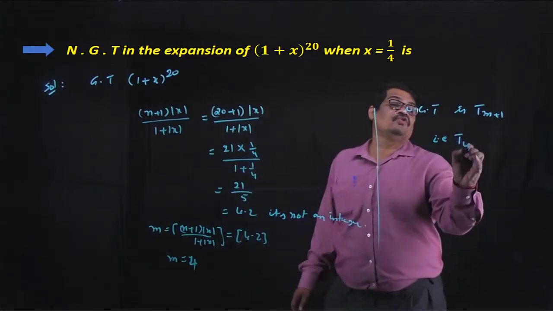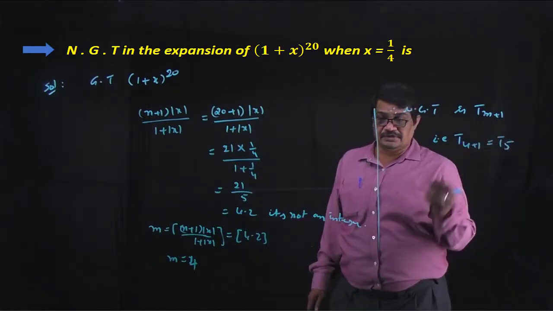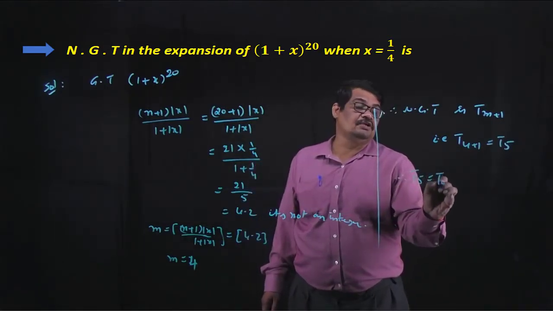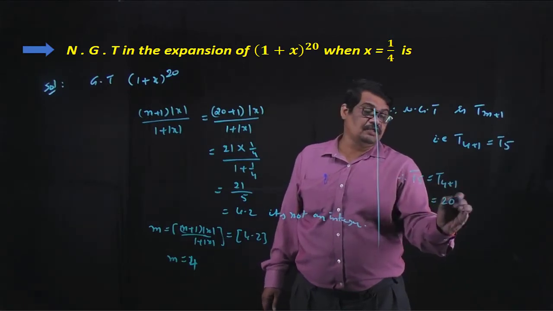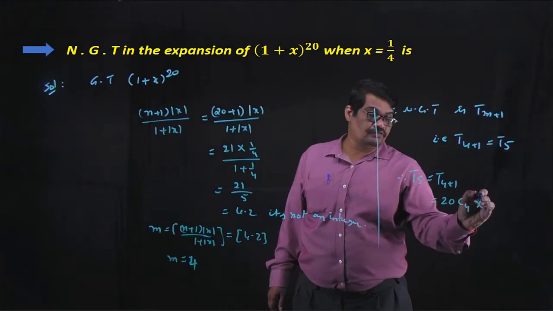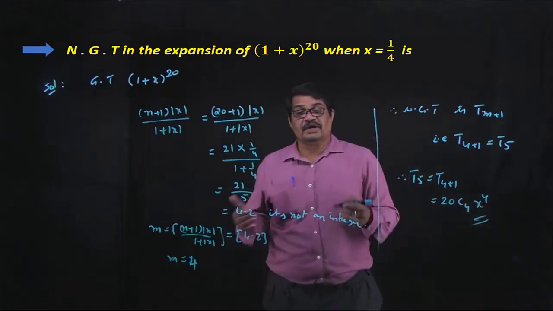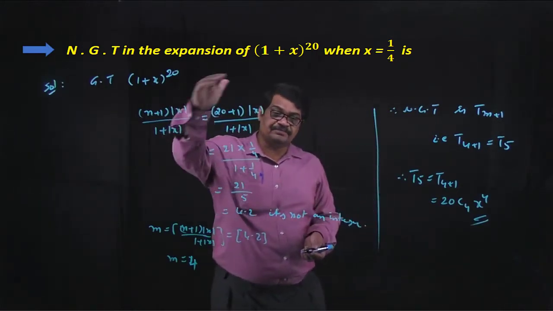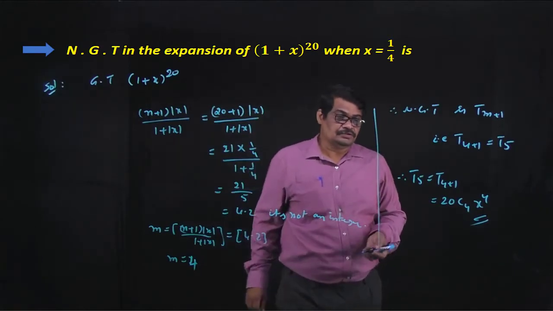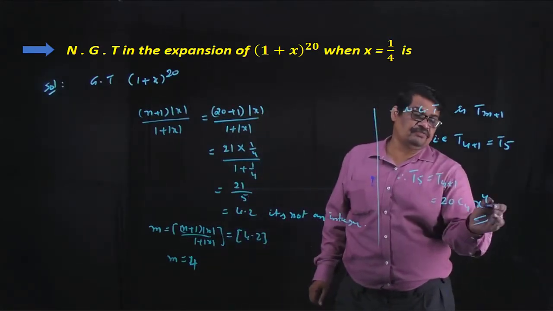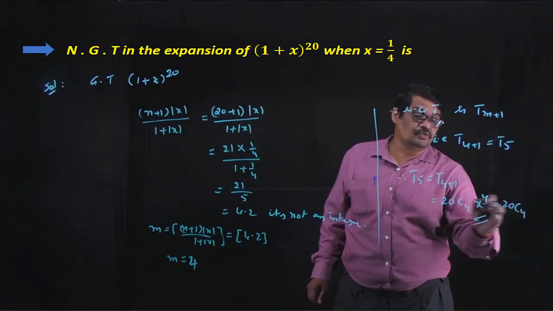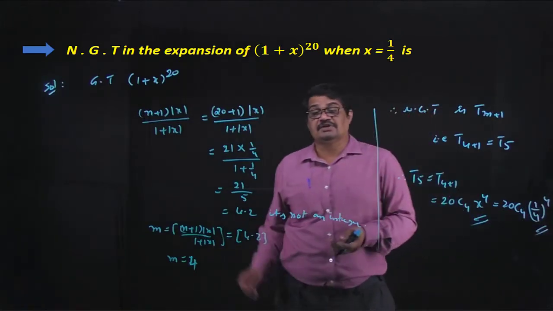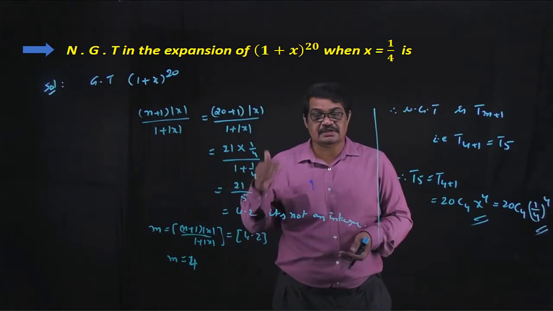That is T(4+1), that is T5. The fifth term is the numerically greatest term. Therefore T5, that is T(4+1), is 20C4 into x to the power of 4. So this is the numerically greatest term in the expansion of (1 + x)^20, where x is 1/4. So we substitute x as 1/4: 20C4 into (1/4)^4. This is the numerically greatest term in this expansion when x is 1/4.